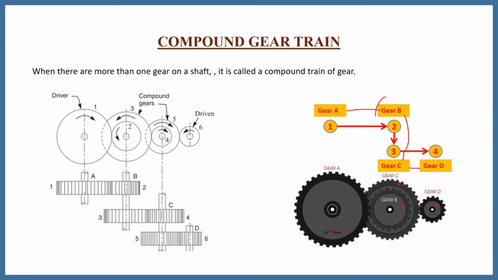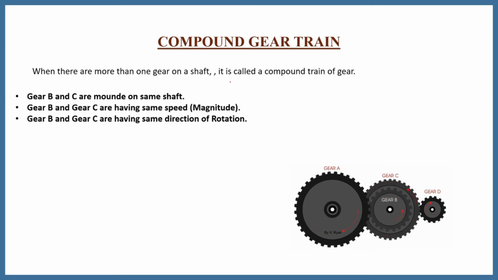But for the compound gears, because gear B and C are mounted on the same shaft, which rotates with the same speed, the speed of gear B and gear C are the same. Gear B and gear C are mounted on the same shaft, so they have the same speed and the same direction of rotation.